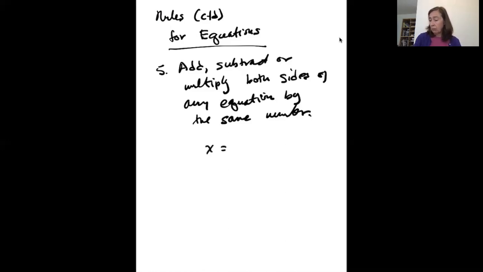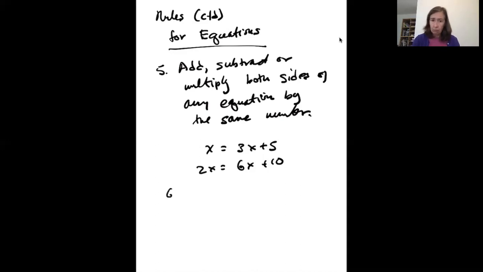Okay, so if we have x equals 3x plus 5, and we want to multiply that by 2, we can do that. We just multiplied every part of that equation by 2. 2x equals 6x plus 10. If the thing that we started with was true, the thing that we get to is still true.